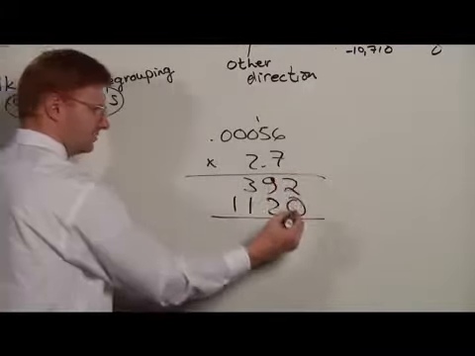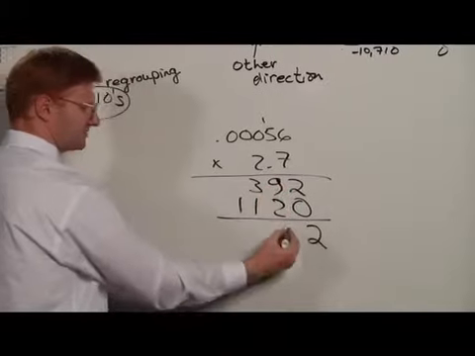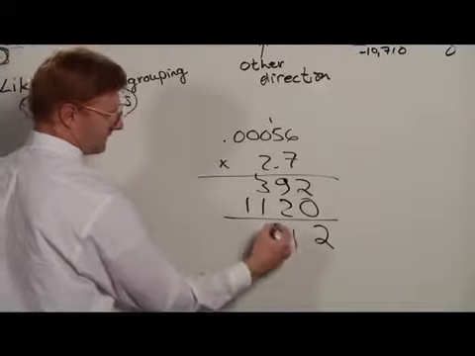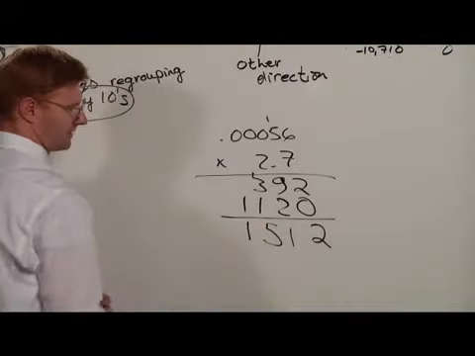So now we add it. 2 plus 0 is 2. 9 plus 2 is 11. And 4, 5, and a 1.